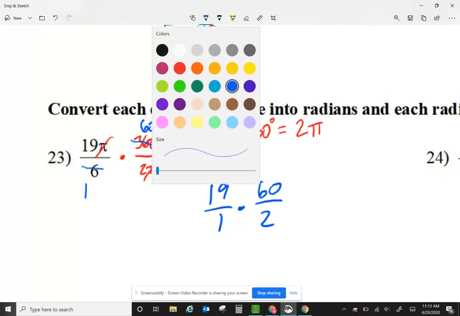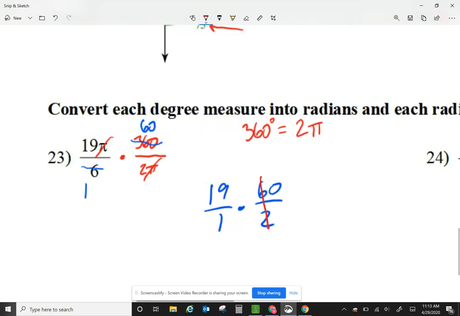And you guys might be like, well, I can still simplify. 60 over 2 is 30 over 1. Now I'm just going to multiply 19 times 30. 19 times 30 gave me 570. 1 times 1 at the bottom gave me 1. Now 570 over 1 is just 570.